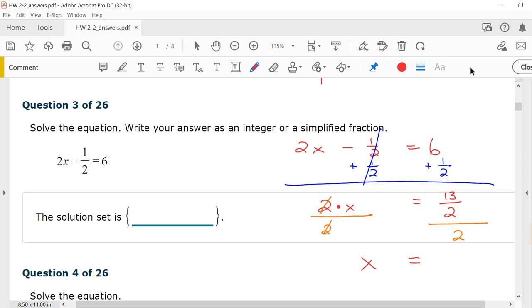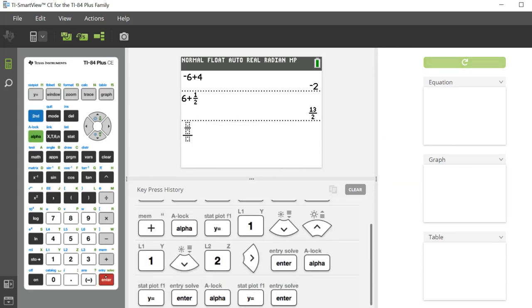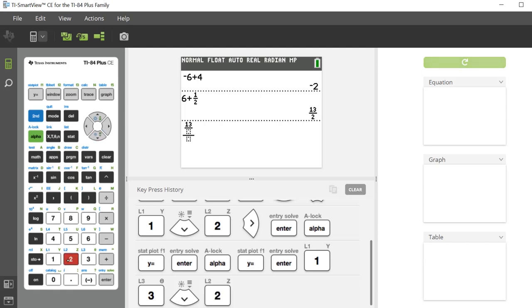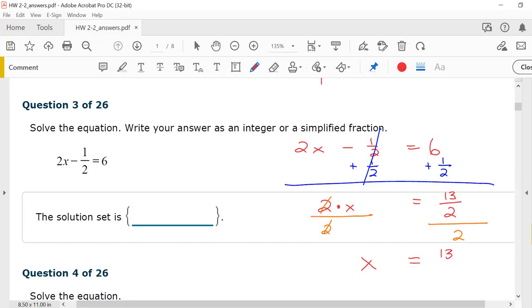And on the right-hand side, 13 halves divided by 2. So I have 13 halves in the numerator divided by 2. I get 13 fourths. So the solution set is x equals 13 fourths.